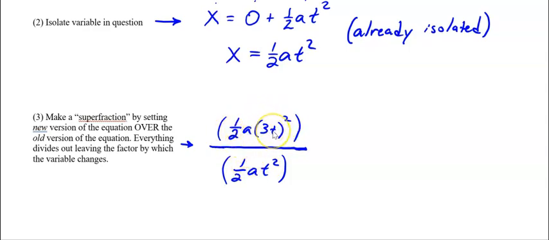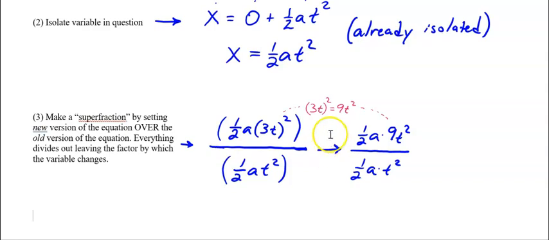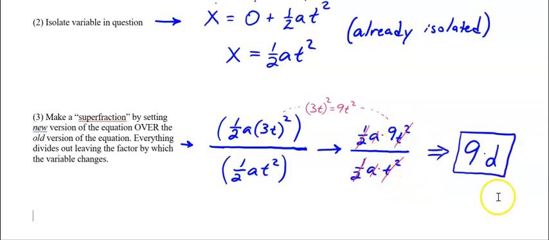You can see I put 3t in the parentheses for time. Again, we got to distribute that square. So that's going to give us a factor of 9 when I rewrite this out. So you can see 3t squared, when we have 3t in parentheses, will give us then 9t squared once we distribute the square. So now everything divides out, leaving this factor of 9. And so that will be then 9 times the original distance if you were to do 3 times the time.